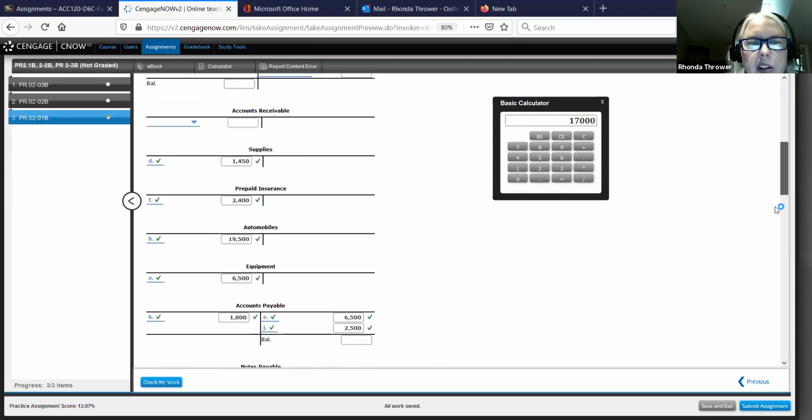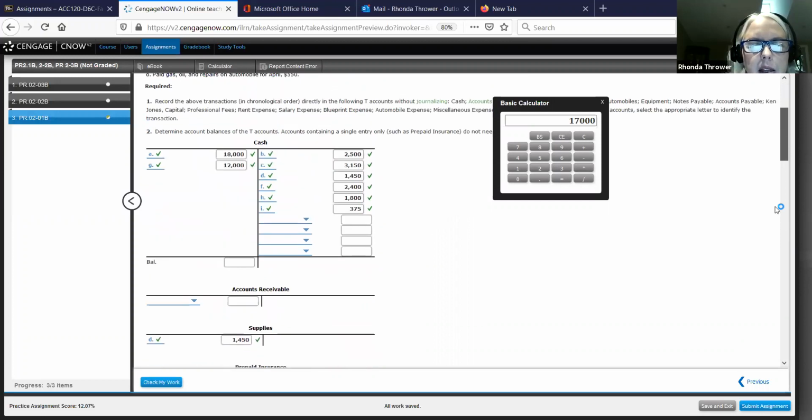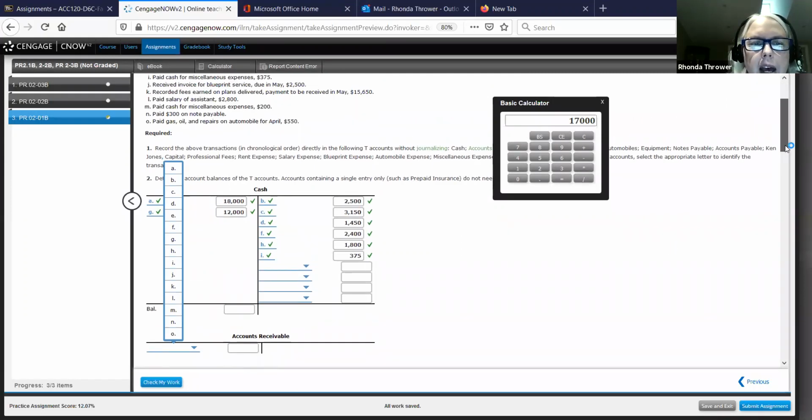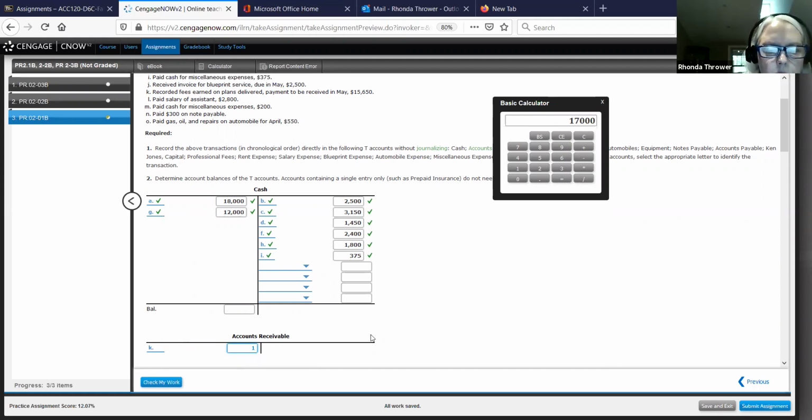I have to have a debit that goes with that. That debit is going to be to accounts receivable. The transaction was K. The amount of the debit to accounts receivable is $15,650. Now, why did I put that in accounts receivable?